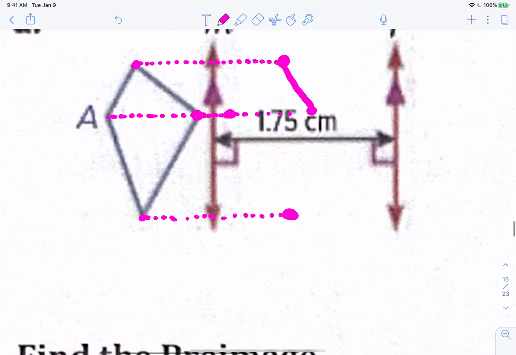And this is what my object is going to look like. Something of this nature. Okay? That's not too bad, actually. That's not too bad. Okay? All right, now we got to do it one more time.